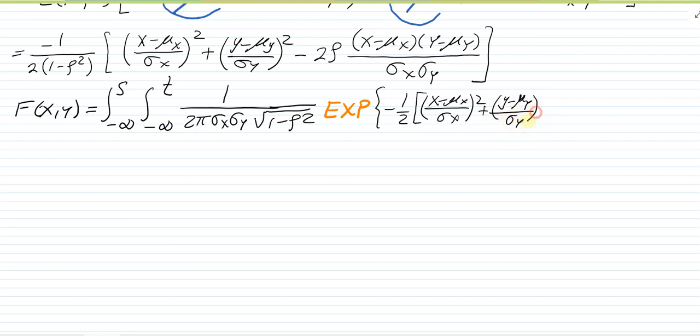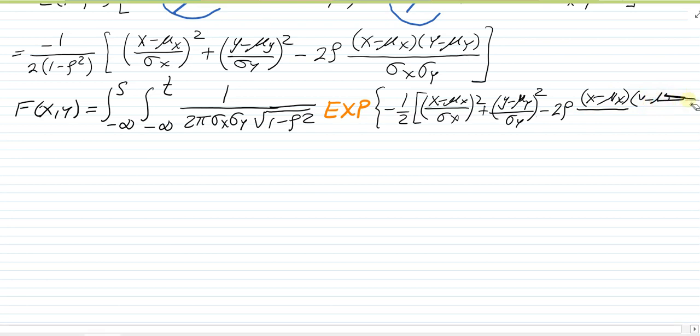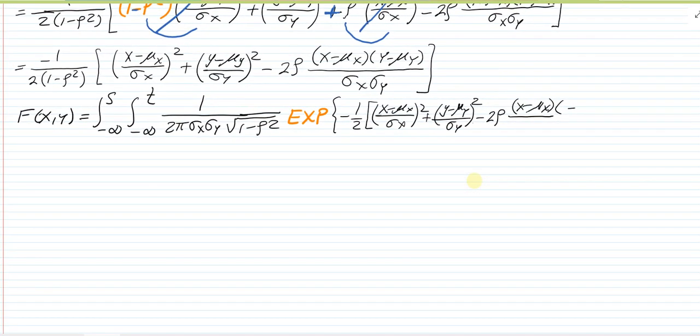Boy, this is messy, isn't it? Negative 2 times rho and then x minus mu x, y minus mu y divided by sigma x, sigma y, and then dy dx. Okay, and what I did again was I brought this out to the front.